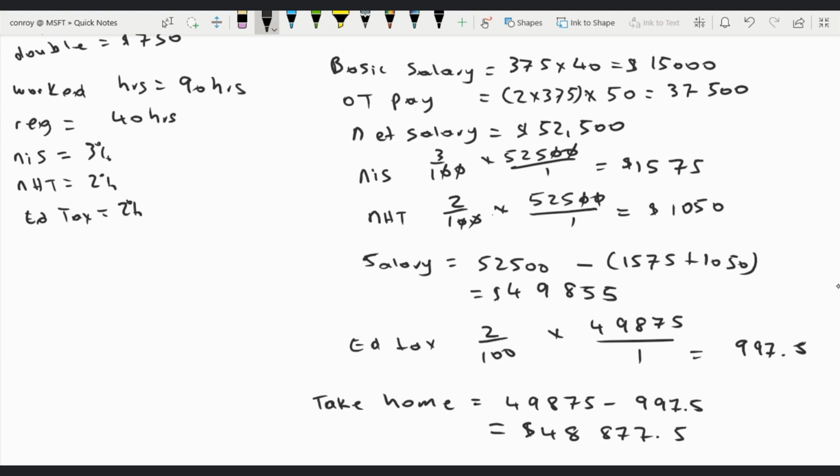What we did was the NIS and the NHT, they are taken out from the gross salary, which would include the overtime and the basic rate. After those two are deducted, then the remaining or sub salary is then used to calculate what our education tax contribution should be.